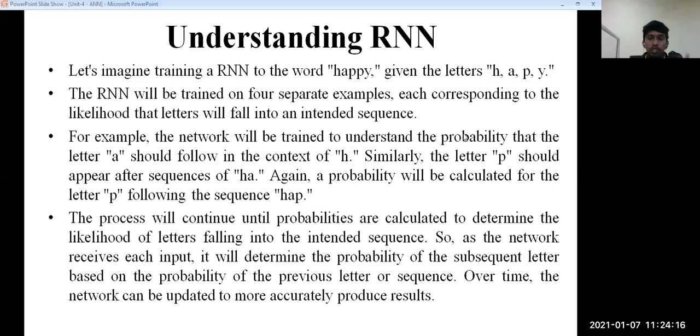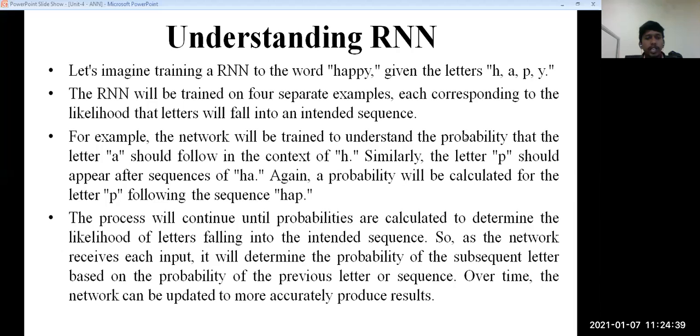So according to the inputs of the intended sequence, it will try to look into all the probabilities until it reaches the likelihood. As the network receives each input, it will determine the probability of the subsequent letter based on the probability of the previous letter or sequence. Okay, so this is how an RNN will be trained according to the given inputs.